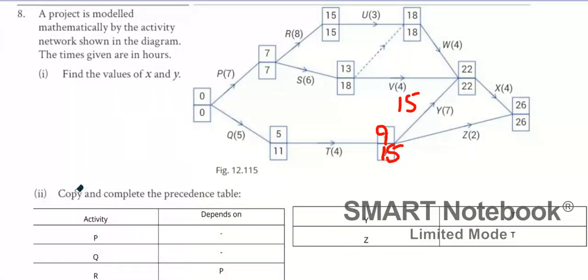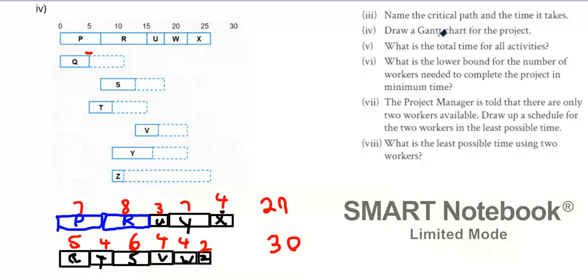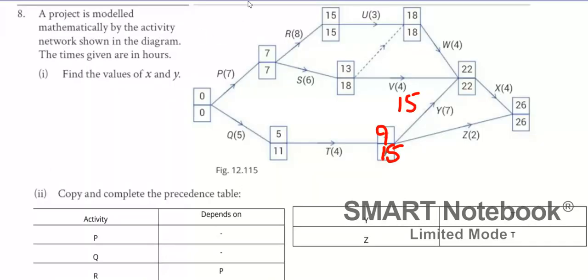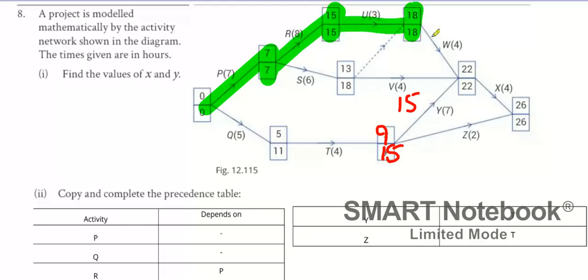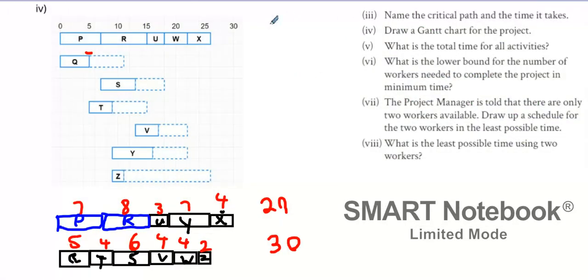All right, that's part 1 and 2, yeah? And part 3 is name the critical path and the time it takes. What is the critical path of this network? Let's find out. Here to here, yeah? To here, U, W, X. We'll need that on the next page anyway, so can you call that out for me one more time? What's it? P, R, U, W, X.